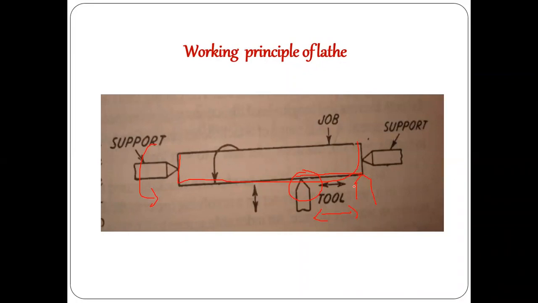If somebody asks you the working principle, you need to write this one. You need to explain that. The workpiece is fixed between two centers, one a fixed center and one a moving center. The fixed center is called the tailstock, and the moving center is called the headstock. The headstock is rotating the workpiece. The tool moves from one end of the workpiece to the other end, and this movement is called the feed.